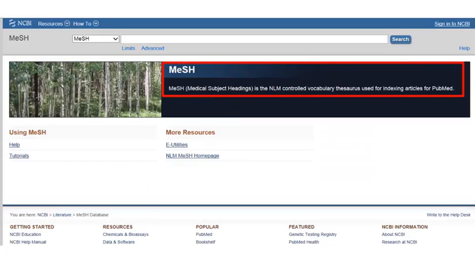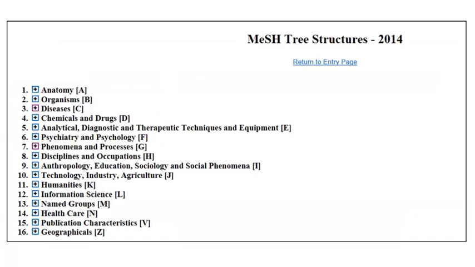Another useful resource at NCBI that not many people know about is called MeSH, or Medical Subject Headings. It is a hierarchical controlled vocabulary that the National Library of Medicine, NLM, a division within NIH, developed for indexing articles in PubMed. At the highest level, there are 16 categories such as anatomy, organisms, diseases, and so on.